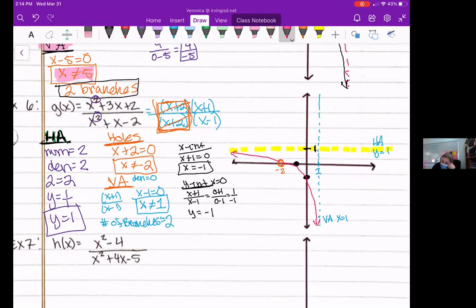And then if you wanted to find where the other branch is going to be, just choose an x value and plug it in. But because it's a rational function, I know that if it's in this section, it has to be in this section. So it's going to go like that. And if you plug any point in that's over here after 1, that point is going to land in this section right there, the second branch.